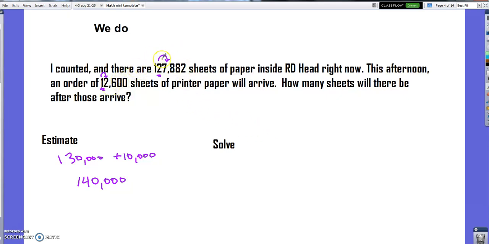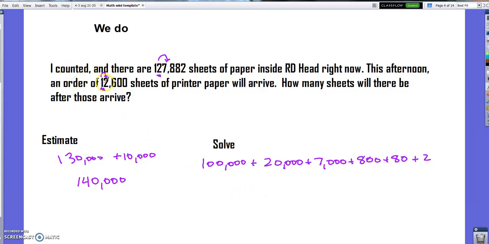All right, here we go. So to add these together with the expanded form strategy, I'm going to write each in expanded form. So I'll start with my first one. 100,000 plus 2 10,000s plus 7,000 plus 8 hundreds plus 8 tens plus 2 ones.